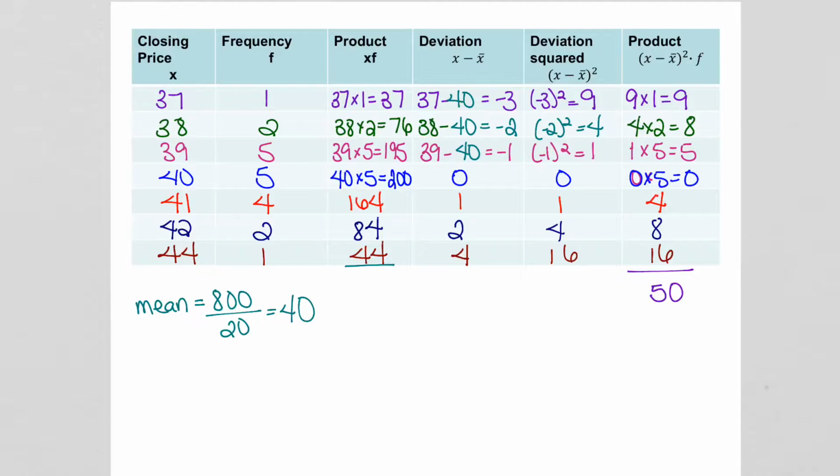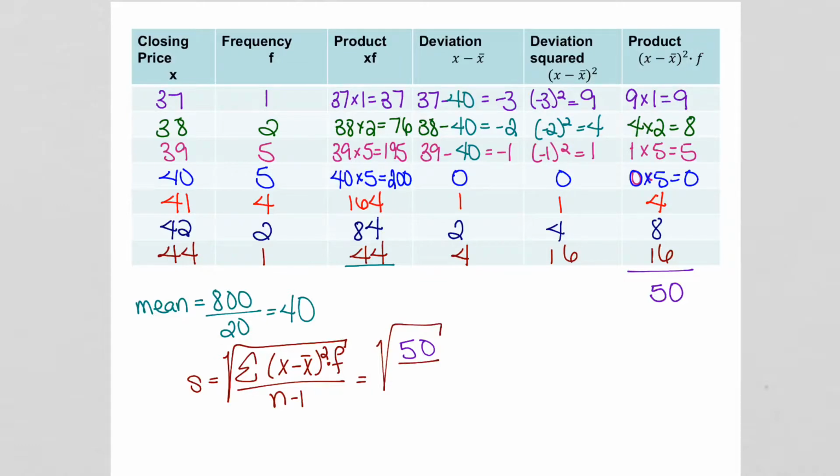Now we can find our standard deviation. And here's what this formula looks like. It's the square root of the sum of the data value minus the mean squared times the frequency, divided by n minus 1. So we've found our sum, that was 50. N was 20. So that gives us the square root of 50 divided by 19, approximately 1.62. So that kind of tells her that the stock hasn't fluctuated too much.